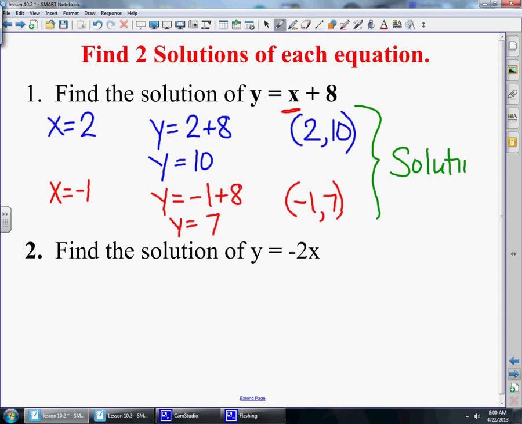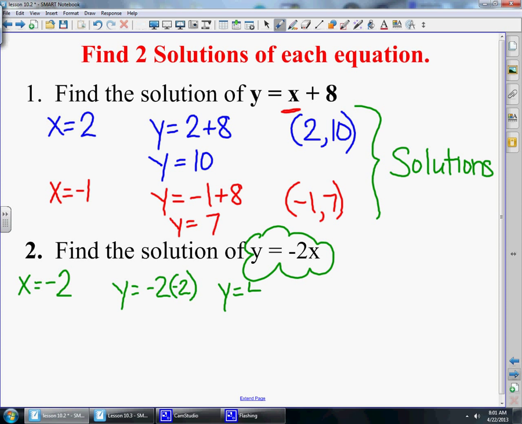No. You may have chosen different numbers to solve the equations for. So let's look at this one. Find the equation of y equals -2x. So I'm going to say x is equal to -2. So y equals -2 times -2. A negative times a negative is a positive. So y is equal to 4. So the solution then is -2, 4.